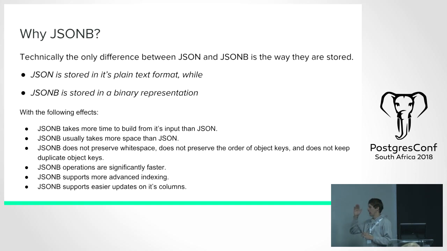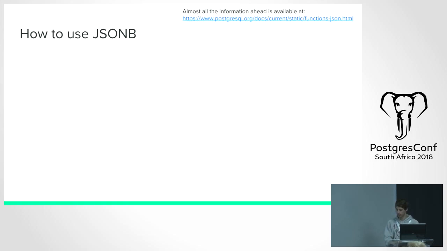And the advantages of why you would rather use that. JSONB operations are significantly faster because it's transformed at the time of input. All subsequent select queries on that are faster. It's already in a binary format that's faster to call on than the text that first has to parse it and give you the answer. And JSONB supports more advanced indexing and supports easier updates on its column. That we'll see later with all of the functions.